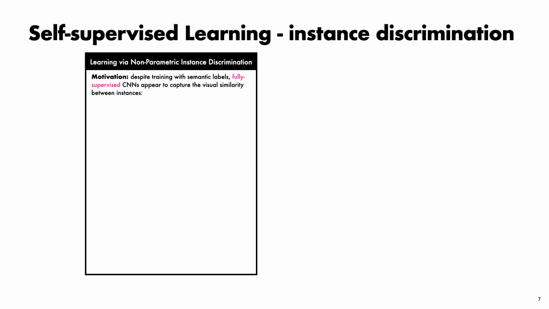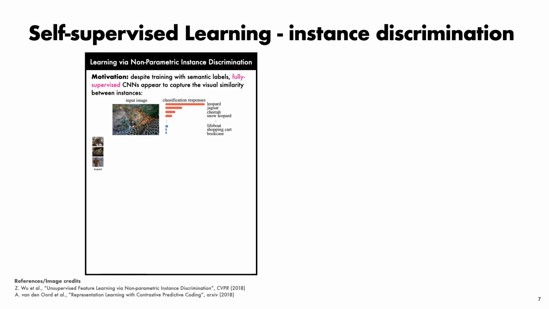I'd like to talk in a little more detail about a task formulation that has emerged as one of the most powerful mechanisms for self-supervised learning, namely instance discrimination. One motivation for considering this idea stems from the observation that, despite training with semantic labels, fully supervised convolutional neural networks also appear to capture visual similarity between instances. Given an input image of a leopard, the classification scores of a fully supervised model are strongest for the class of leopard, but also for highly visually similar classes like jaguar and cheetah, and much less so for classes like lifeboat, shop cart, and bookcase.